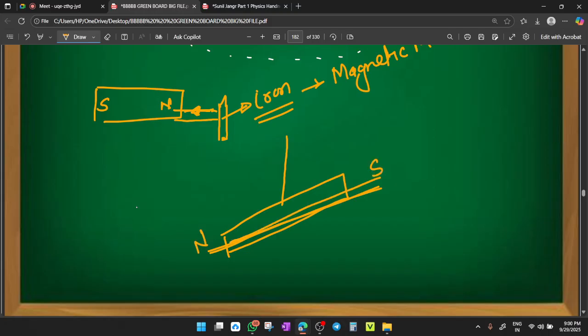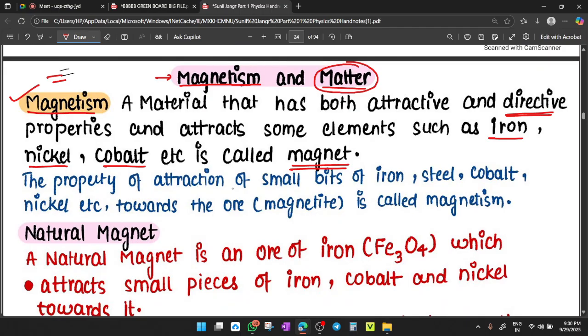You are well known about this. When you keep a magnet freely suspended in some place, it will align itself in the direction of north and south. The property of attraction of small bits of iron, steel, cobalt, nickel, etc. towards a magnet is called magnetism.